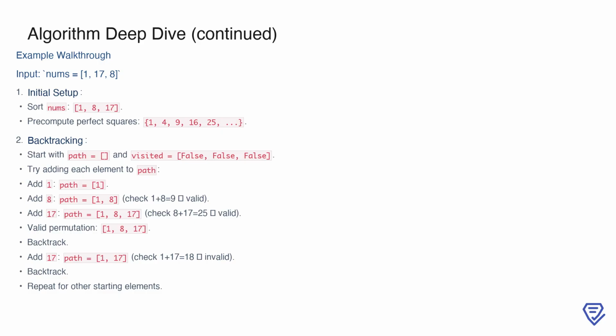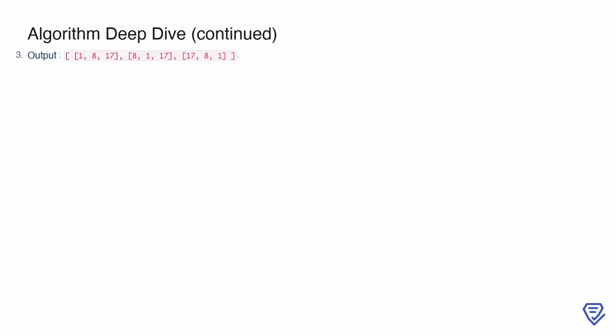We then backtrack and try other combinations, such as starting with 8 or 17, while pruning invalid branches where the squareful condition is violated. Finally, the output for the input nums equals 1, 17, 8 is the list of valid permutations: 1, 8, 17; 8, 1, 17; 17, 8, 1. These permutations satisfy the condition that the sum of every pair of adjacent elements is a perfect square.